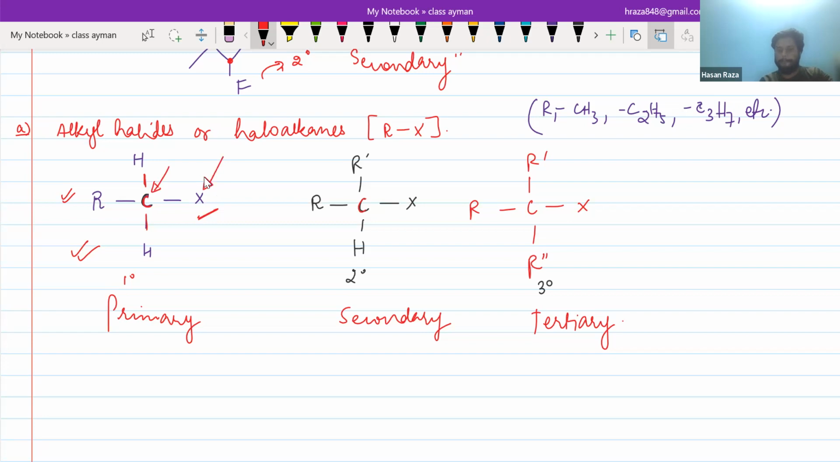Yes or no? Yes. So this is the first classification of the sp3 C-X bond, that is alkyl halide: primary, secondary, tertiary. Is that clear? Yes, sir, it's clear. So please write it down, then we will classify the second, that will be allylic halides.